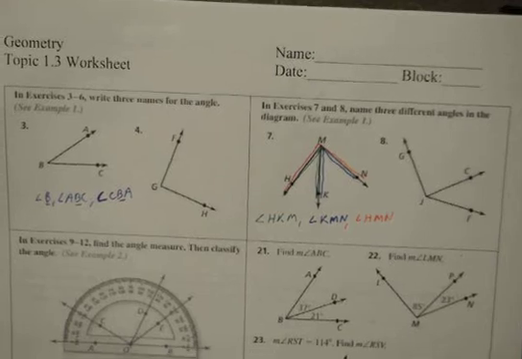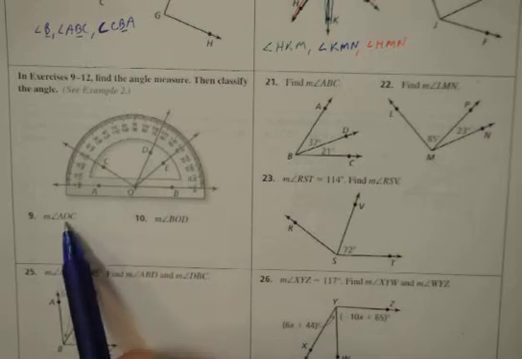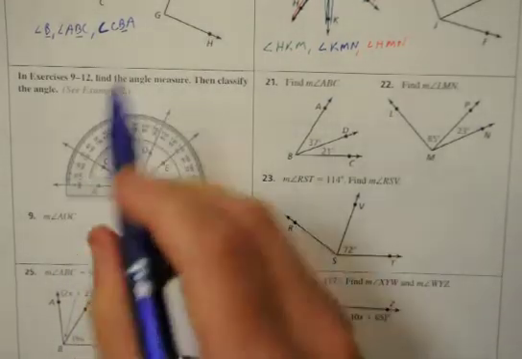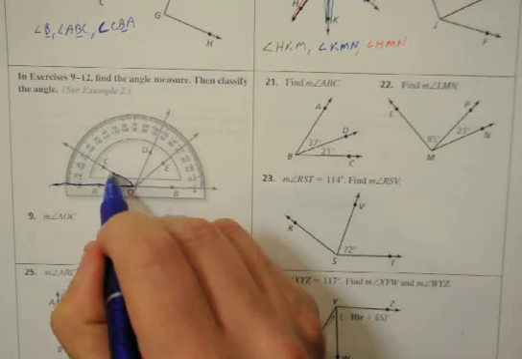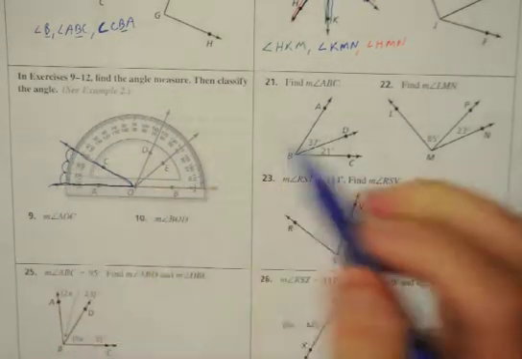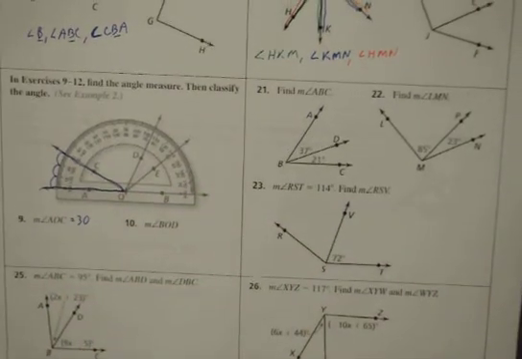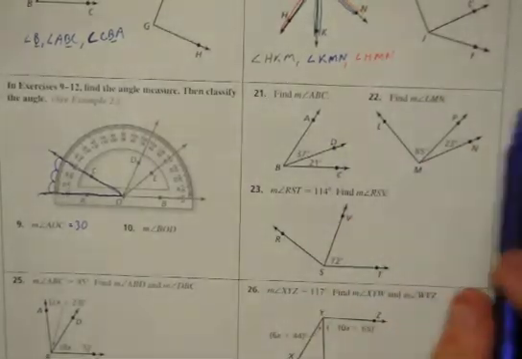Number 9, angle AOC. It's easy enough. You can just count 10, 20, 30. Number 21, and so forth.